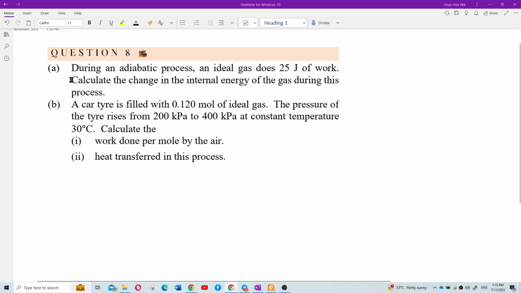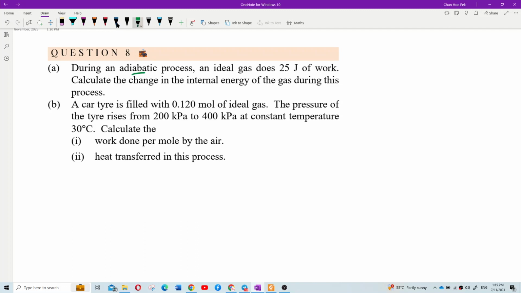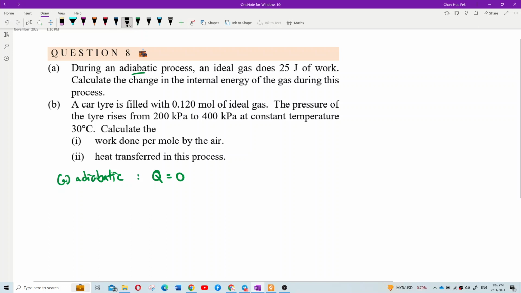Okay, so back to what we learned about adiabatic process. Still remember adiabatic process? What do you remember about adiabatic? Adiabatic is an insulator, right? So no heat loss, no heat flow. Q must be zero. Yeah. Q zero. So go back to the formula of first law of thermodynamics.